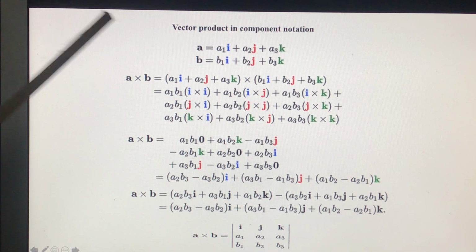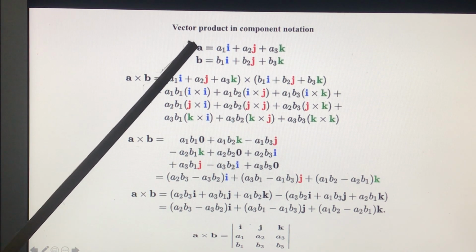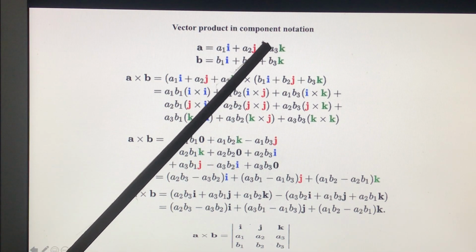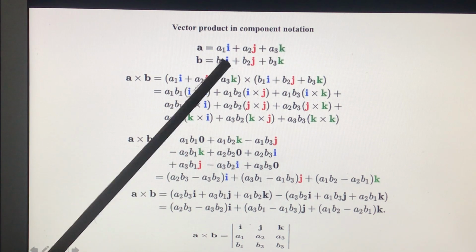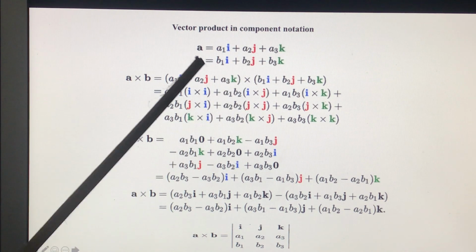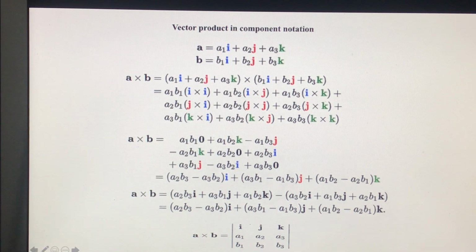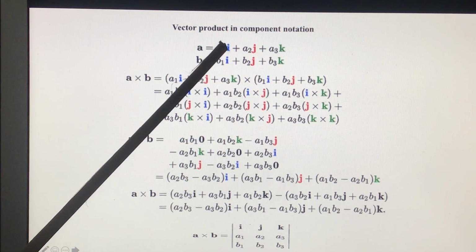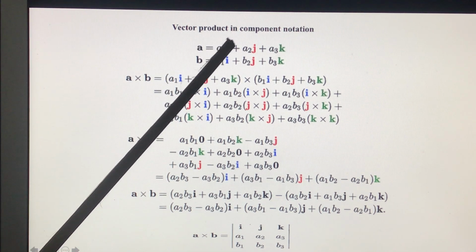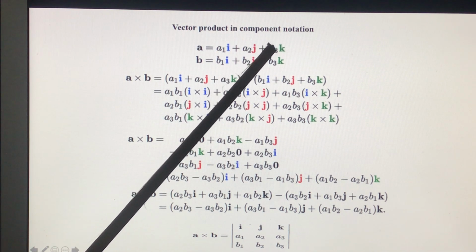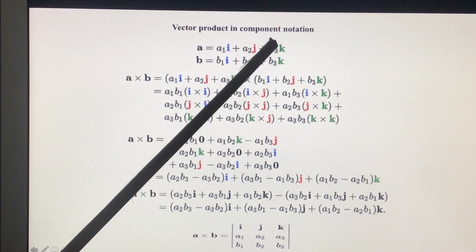For example, as you can see, we can express the A vector in this form. A is equal to A1 into I cap plus A2 into J cap plus A3 into K cap, and B is equal to B1 into I cap plus B2 into J cap plus B3 into K cap. Okay, here I, J and K are the unit vectors in the direction of X, Y and Z axis. And A1 is the component of A vector in the direction of x-axis, A2 is the component of A vector in the direction of y-axis, and A3 is the component of A vector in the direction of z-axis.